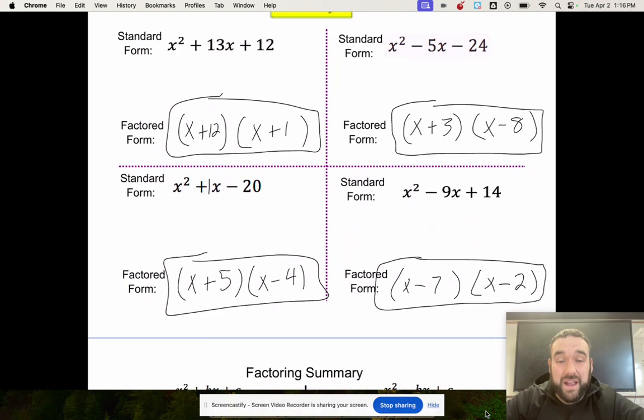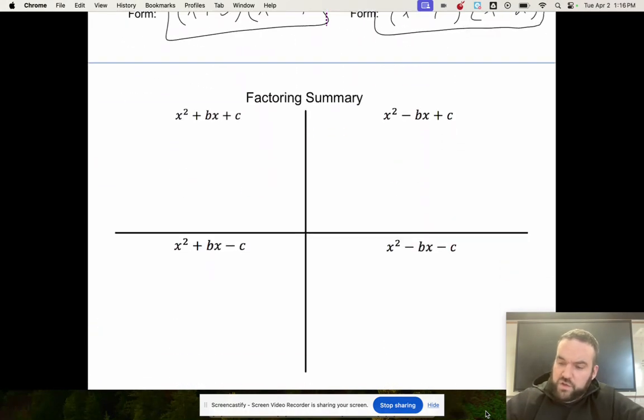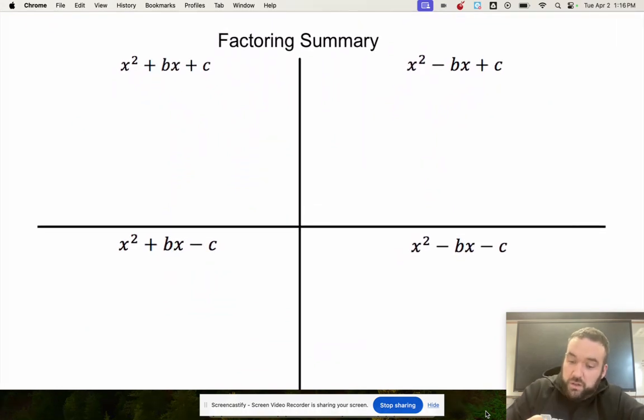Hopefully you were able to try it. Hopefully you found some success with this. And then finally, I just wanted to do a quick little factoring summary.